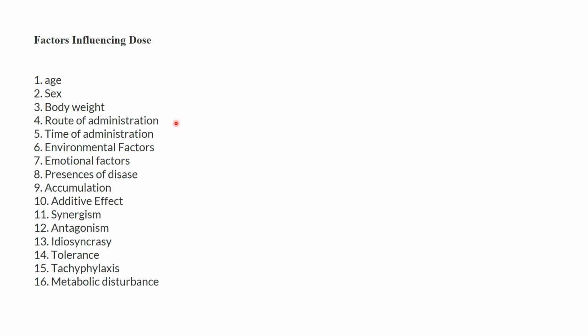Then route of administration, because the route of administration decides the dose, as the oral route requires more dose as compared to parenteral. Then time of administration, some drugs are given on an empty stomach, some before meal and some after meal. Some environmental factors affect the dose. Then emotional factor, and presence of disease, as some liver and kidney diseases have an impact on calculation of dose.